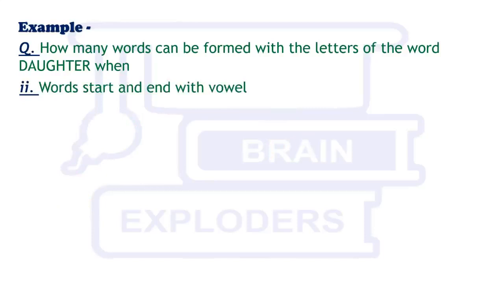The second part is how many words can be formed with the letters of the word DAUGHTER when words start and end with a vowel. So in the word DAUGHTER, we have 1, 2, 3, 4, 5, 6, 7, 8, in total 8 places. In the first and the last one, we must have a vowel. There are 3 vowels. So indirectly, we have to select 2 vowels in a specific order. In how many ways can it be done? It can be done in 3P2 ways.